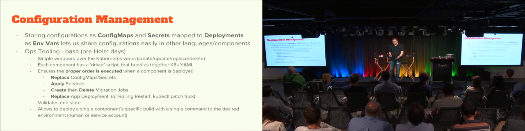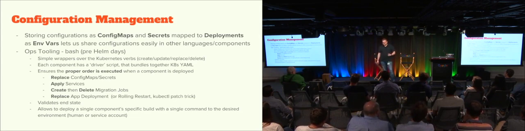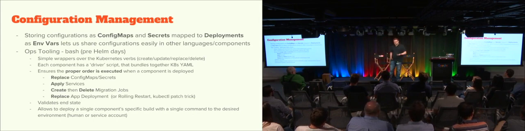So for example, when you want to deploy something to production, there's always a certain order you want to follow. First, you want to put in your new config maps and secrets, rather than after, because it requires restarting the deployment in order to pick up the new secrets and configuration. Then you want to apply your services. Then you want to create and delete migration jobs. The reason I say create and delete is because migration jobs, when they run to completion, don't remove themselves. That's to inspect the results, I think.